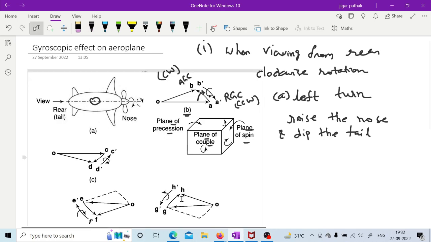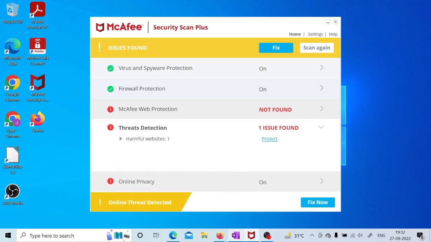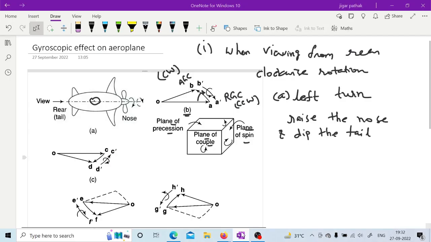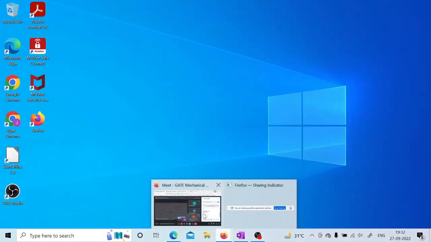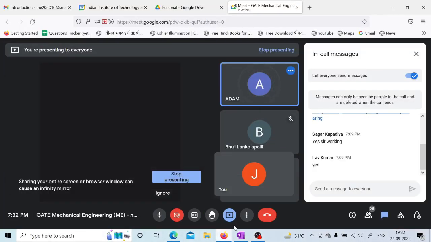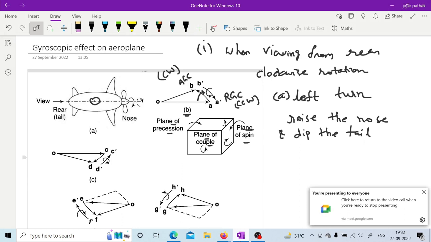Hello. Sure. Can you repeat the left part? The situation when the plane is taking the left turn. Situation is when a plane is taking a left turn, huh?